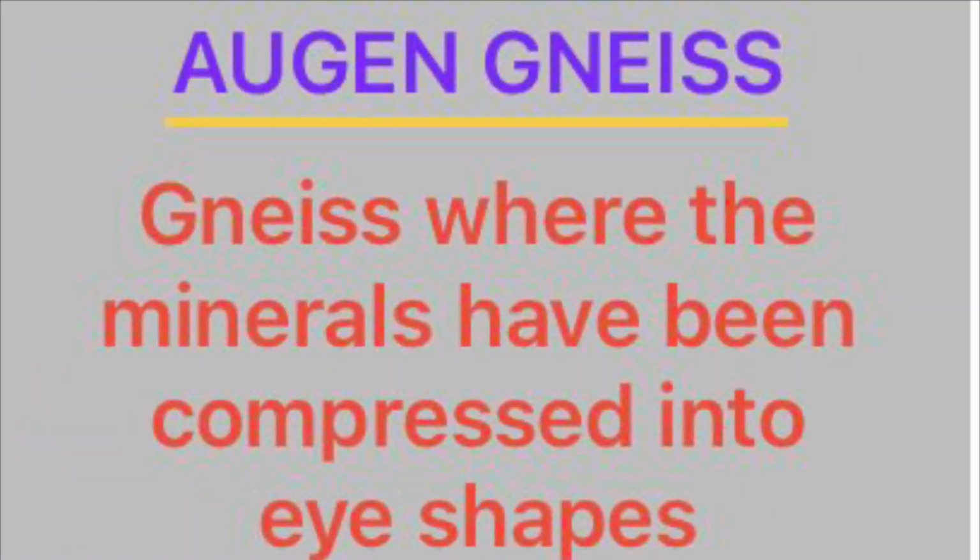And now for our last funky term, AUGEN gneiss. AUGEN gneiss is a gneiss that's been severely compressed by metamorphism. Like if you were to stand on a sandwich, it would get compressed against the floor. This compression process smashes the minerals kind of flat and makes them look like eye shapes. And the name AUGEN is a German word that means eye shape.